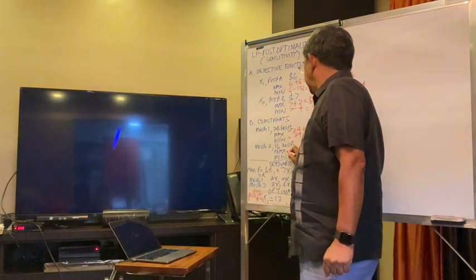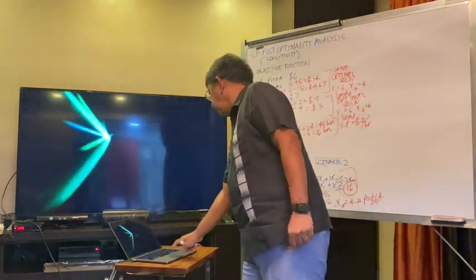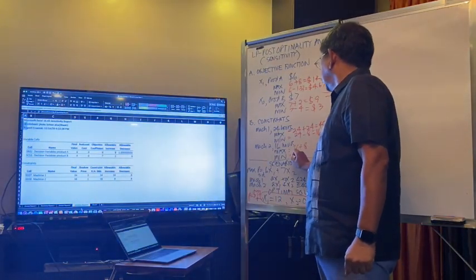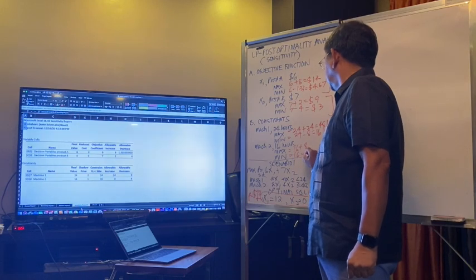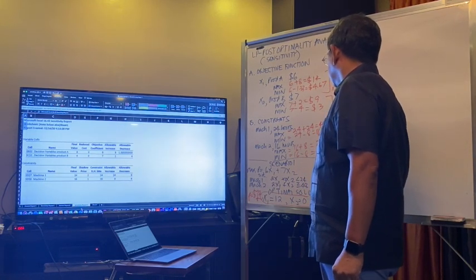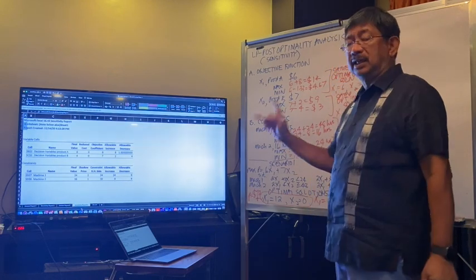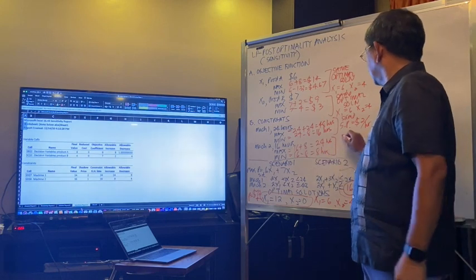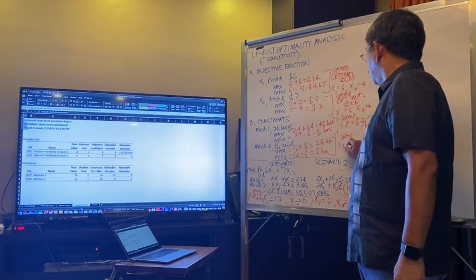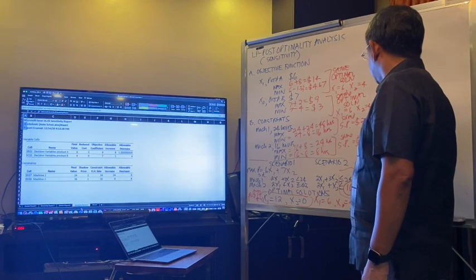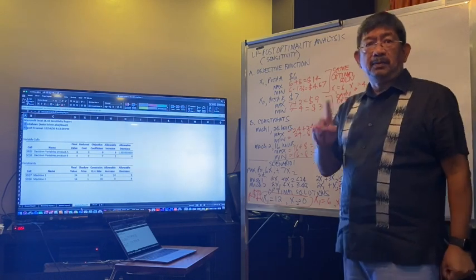For machine 2 naman, the maximum is 16 plus 8. The allowable decrease is also 8. So, 24 hours, 8 hours. Meaning, within this range, you can increase up to 24 hours, you can decrease down to 8 hours. The same shadow price of $1 per hour will be valid.